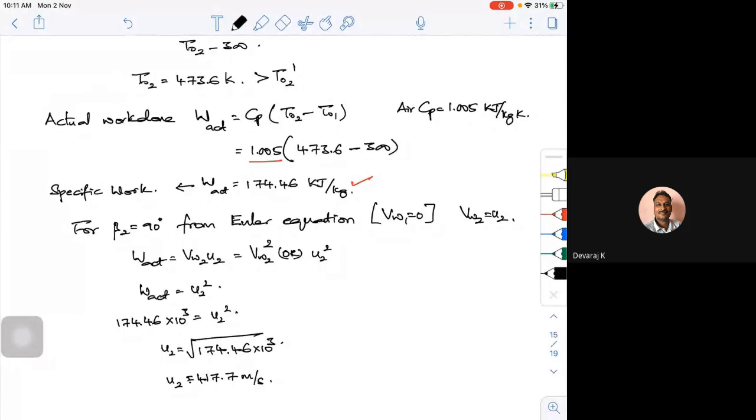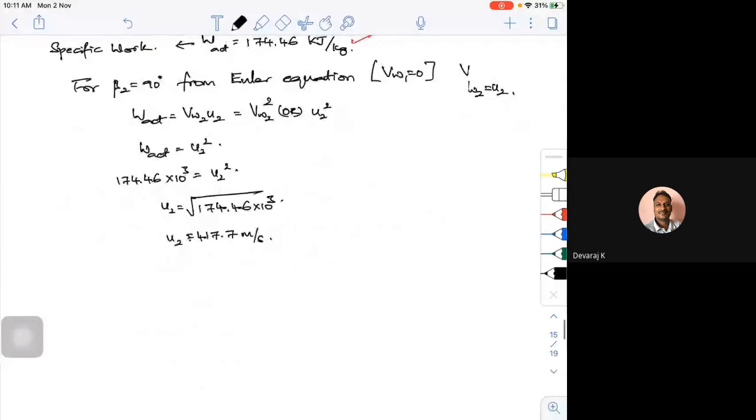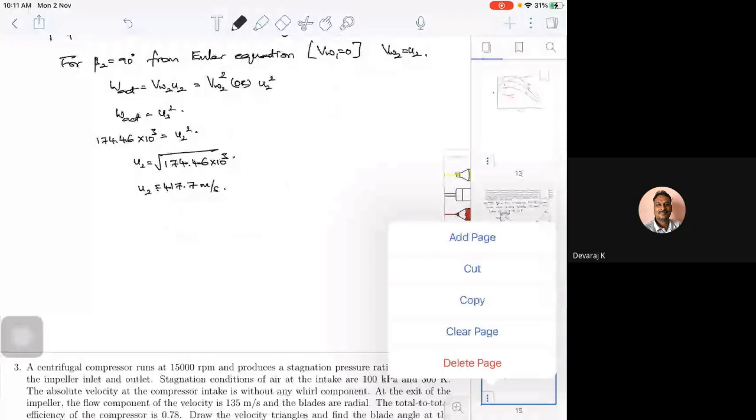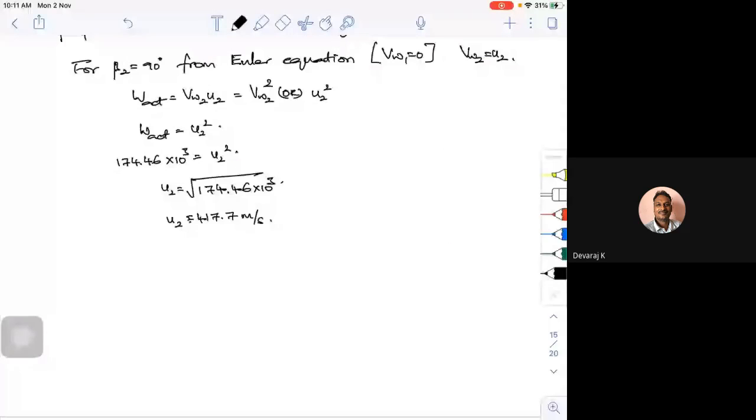What is mass flow rate actually? Mass flow rate is given by m dot is equal to rho into A into V, where V is the velocity. A into V is your discharge, so m dot is rho into Q. But Q is given as 10 meter cube per second. So what will be the value of density? I need to find it.